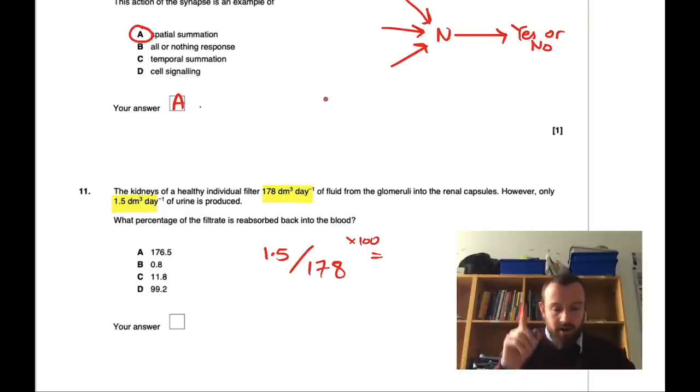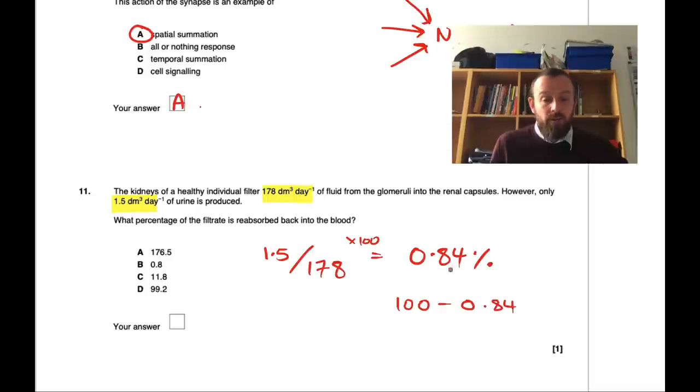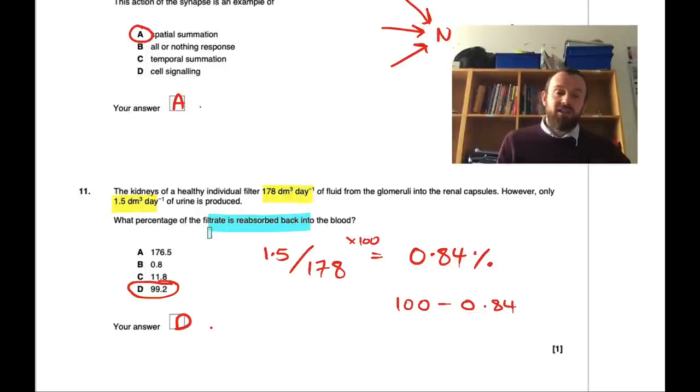What? Sorry, 0.84% is actually passed out, which means 99.2% is reabsorbed. So I'm basically doing 100 minus 0.84, and I get this D. 99.2. You might have missed this bit, it would have been easy to do so. You might have just gone, oh, percentage, easy, fine, do it. But then it actually wants the percentage that is reabsorbed, not the percentage that is passed out of the body as urine.